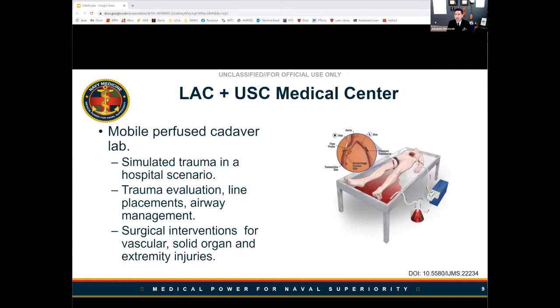So at LA County, the teams are incorporated into the trauma call schedule to gain some real world experience in the so-called knife and gun club. However, the highlight of their training is the use of perfused cadavers to simulate trauma training. These cadavers allow for training of trauma evaluations, line placement, airway management, and damage control surgery.